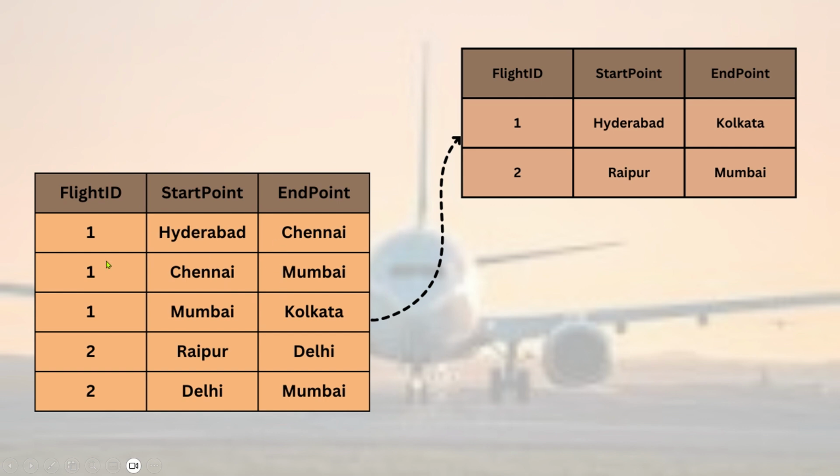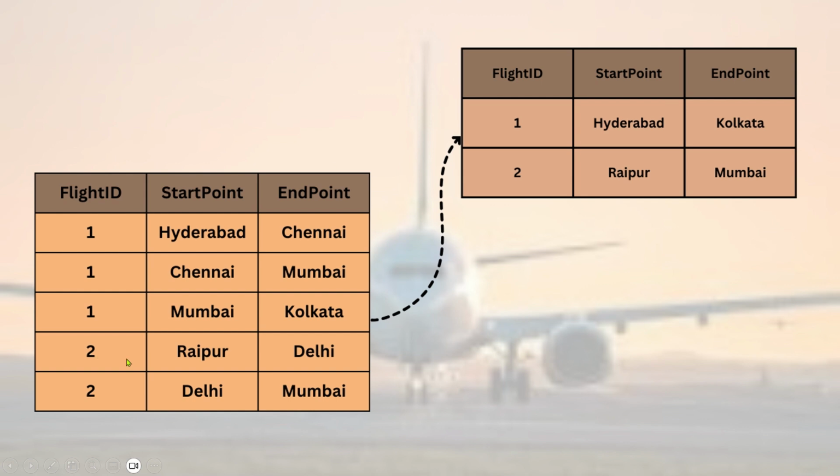If you see this flight ID 1, it starts at Hyderabad and goes to Chennai, and again from Chennai to Mumbai, and again from Mumbai to Kolkata. So the output should be, for flight ID 1, the ultimate start point and the ultimate end point. So it's starting in Hyderabad and ending in Kolkata. That is the ultimate output you need to return.